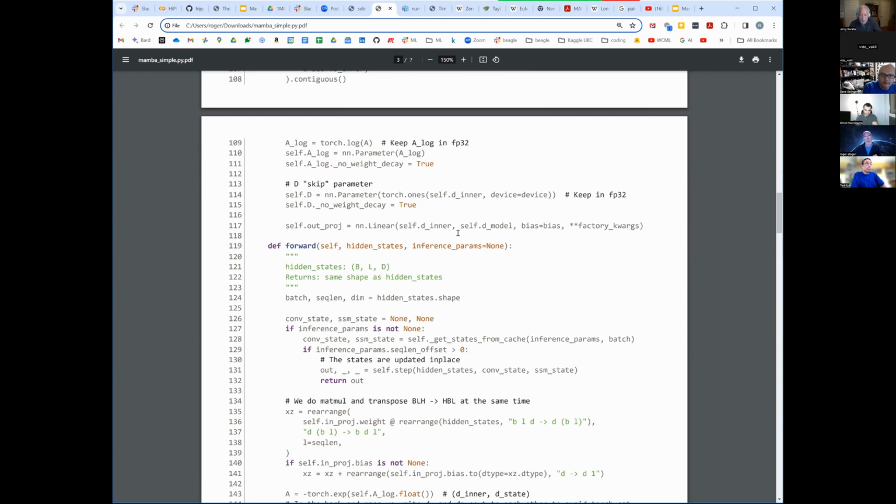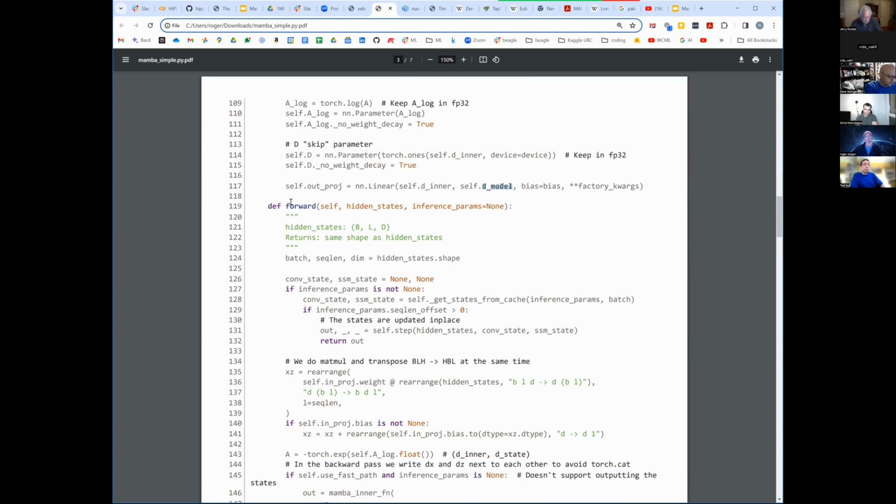Yes. Okay. And then D, which is the skip parameter, they initialize again, it's on the D inner size, so they initialize that with 1, so it's just an I matrix. But they do make it a parameter, so it seems like at some point at least they're able to tweak that and learn it. And then the out projection, they just go from the inner back down to the model size. A linear projection.